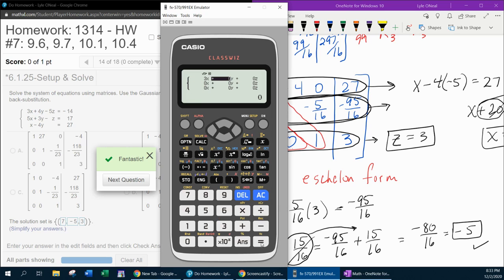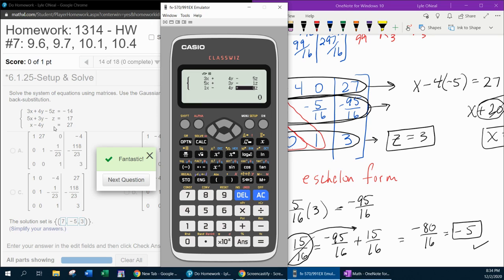So here we go. First row, 3, 4, negative 5, and negative 14. And with the Casio, you just input these equations in the order they give them. It doesn't matter. Middle row, 5, 3. Now that's negative 1, right? If there's no number there, that's understood 1. Negative 1z and 17. And the last equation, again, that's going to be a coefficient of 1, x, negative 4y.